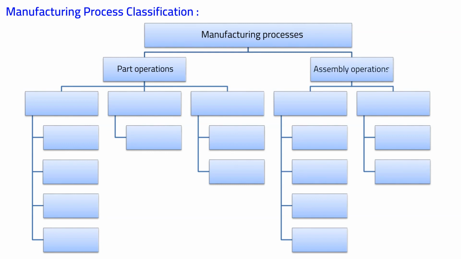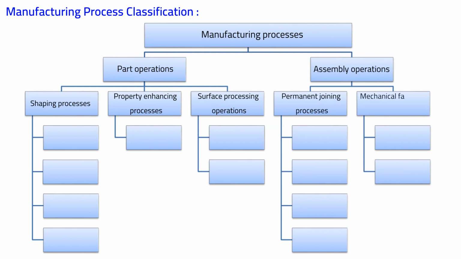Part operations are divided into three categories. That is, shaping processes, property enhancing processes, and surface processing operations. Assembly operations are divided into two categories. That is, permanent joining processes and mechanical fastening processes. Shaping processes are further divided into four categories. That is, solidification processes, particulate processing, deformation processes, and material removal processes.